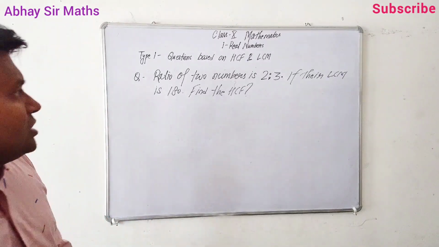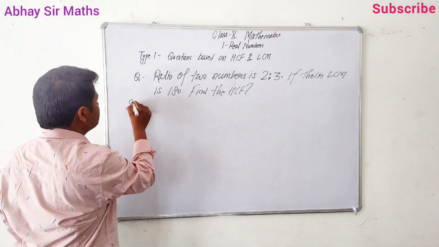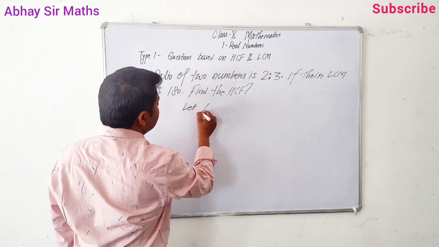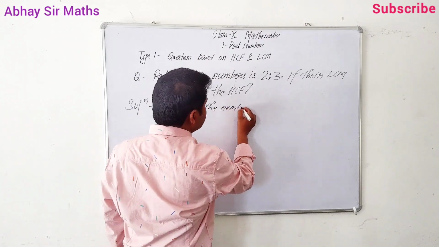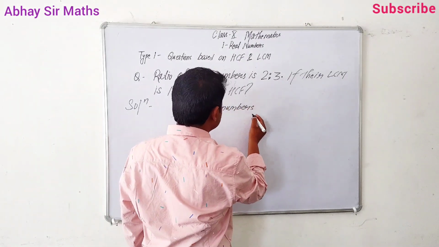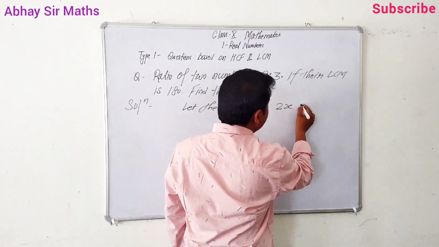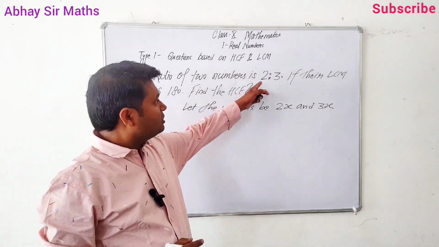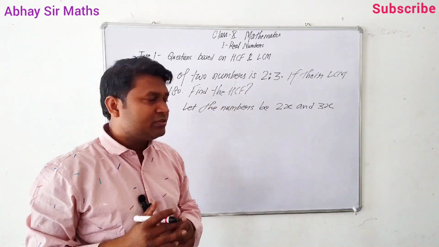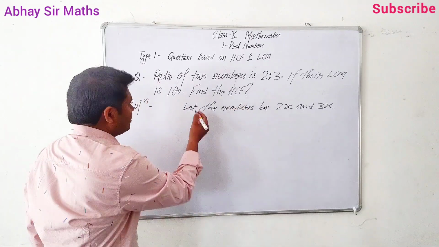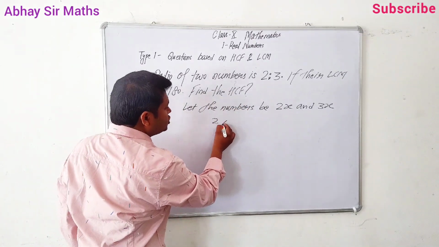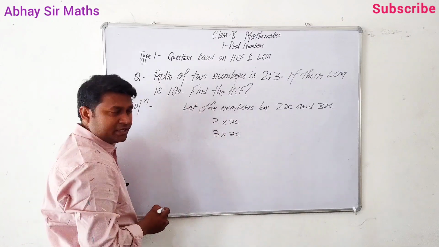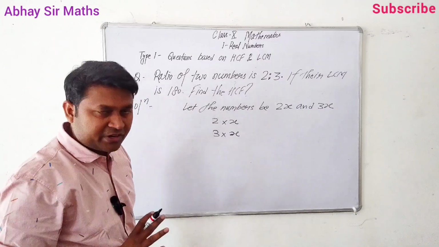Children, this question was asked in this year's board examination. So how to solve these type of questions? Let the numbers be, according to whatever the ratio is, we have to assume the numbers. Let the numbers be 2x and 3x. So what we did, children, we assumed the numbers as 2x and 3x. Now 2x means 2 into x and 3x means 3 into x. Okay, these are the prime factorization.